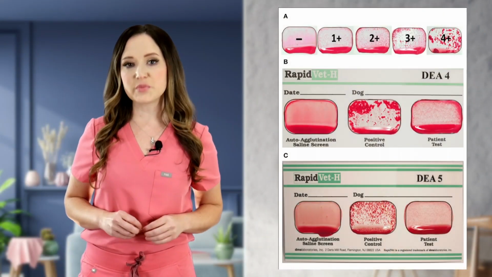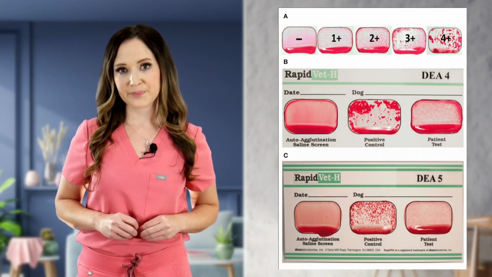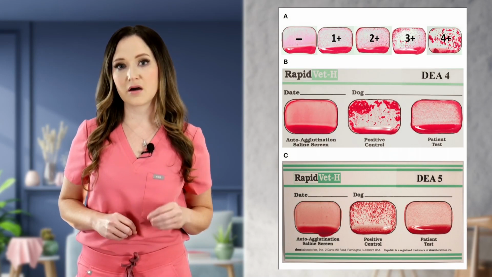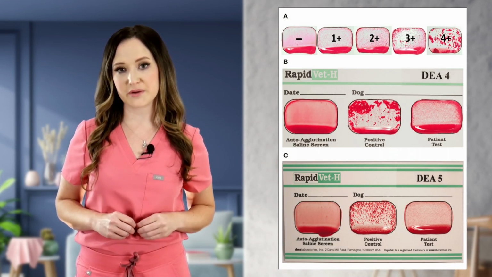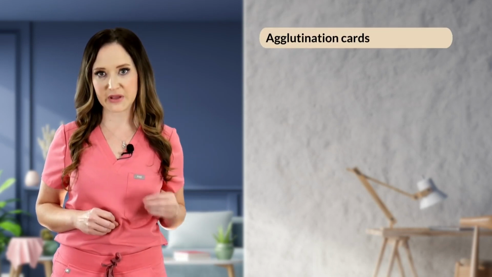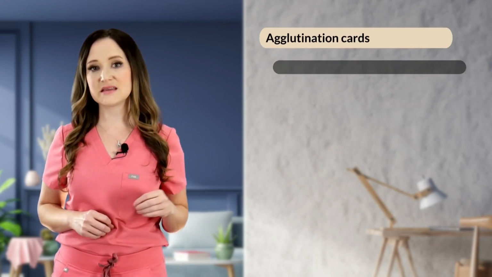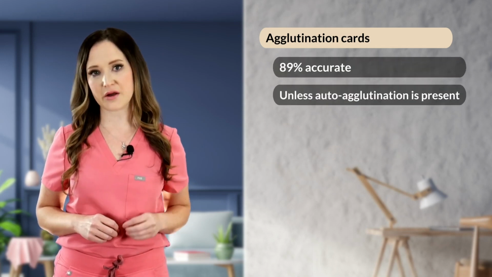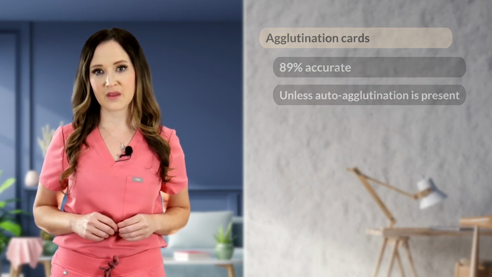Agglutination cards can also be used to determine blood typing. These are point of care, and the cards are able to be stored at room temperature. A card is coated with a lyophilized reagent on the patient area that is reconstituted with a phosphate buffered saline. You look for autoagglutination in the patient well to determine blood type after the application of blood to the wells. It's 89% accurate unless autoagglutination is present.